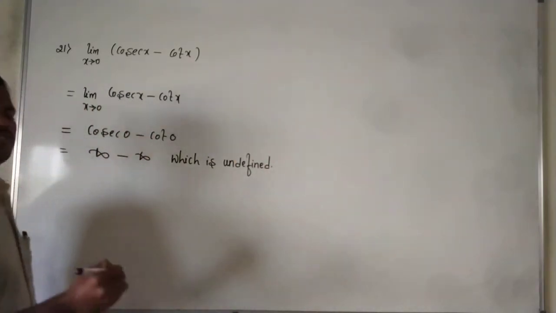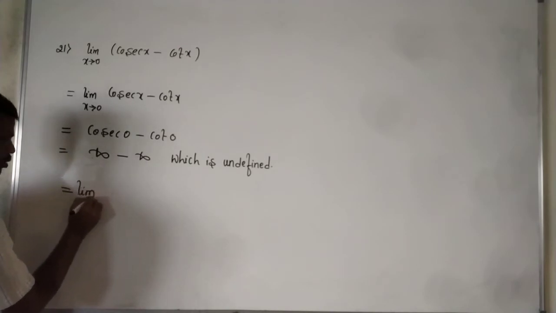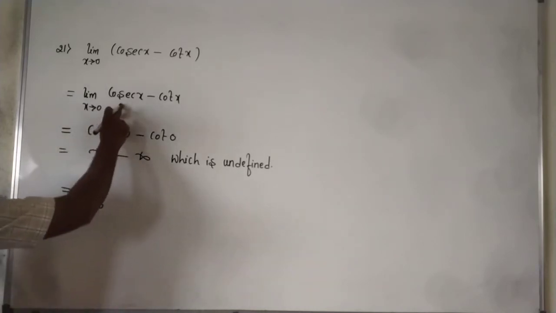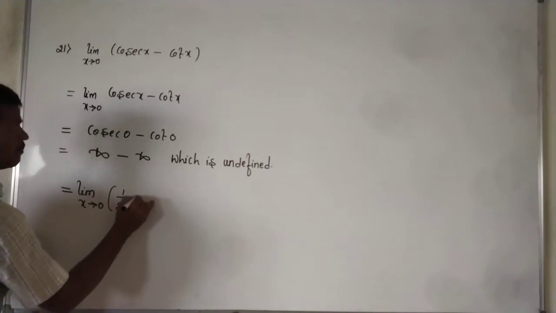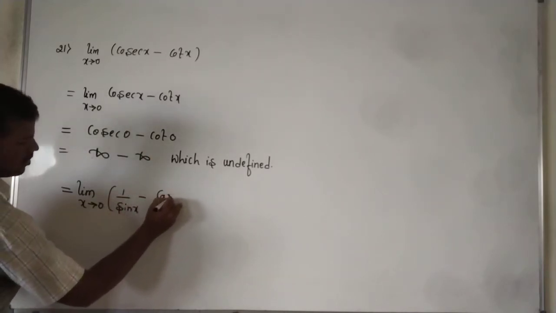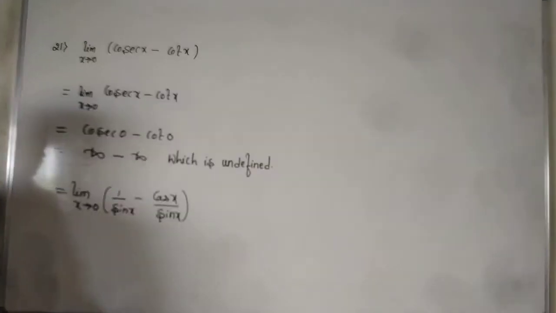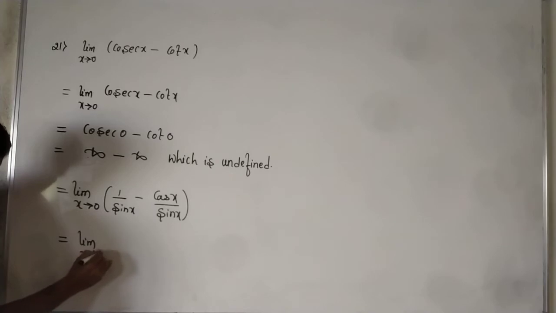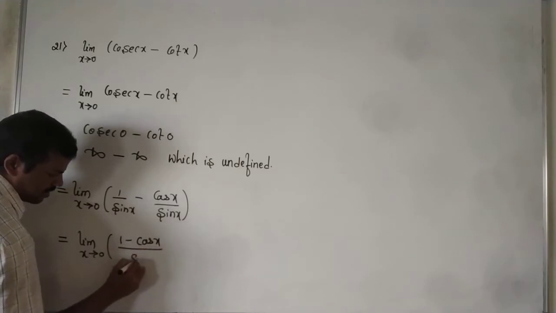If it is undefined, then what do we have to do? We have to make a simplification. To eliminate this, the best way is to convert this into different forms. So cosec x we can write as 1 by sin x, minus cot x, that is cos x divided by sin x. Now we can take the same LCM: limit as x tends to 0 of 1 minus cos x divided by sin x.